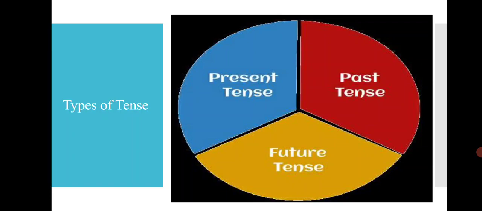Present tense denotes the actions that happen in the present. Past tense denotes the action that happened in the past, and future tense denotes the action that is going to happen in future. The action has not yet happened.